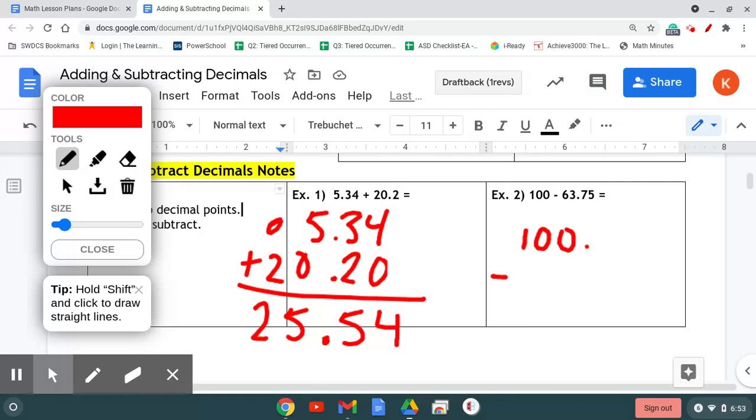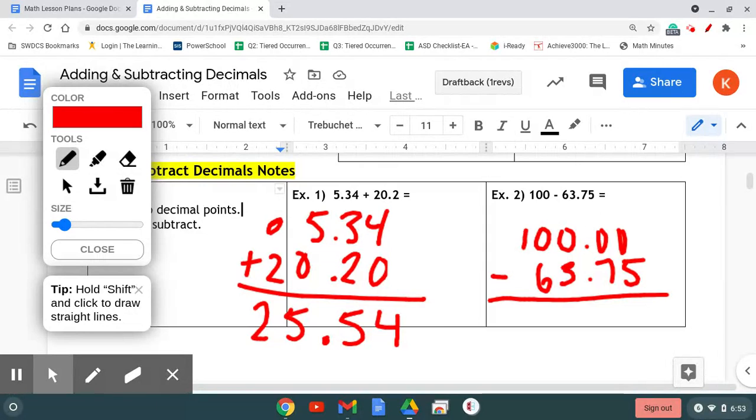And what can we always put on the right side of decimal points? 0. So we're going to add zeros. Now we're going to write down 63.75. So we line up our numbers, 63.75. Draw our line. Okay, now we need to subtract. Can we take 0 minus 5? Nope, we can't. What about 0 minus 7? Same thing. 0 minus 3, 0 minus 6. We can't do any of that.